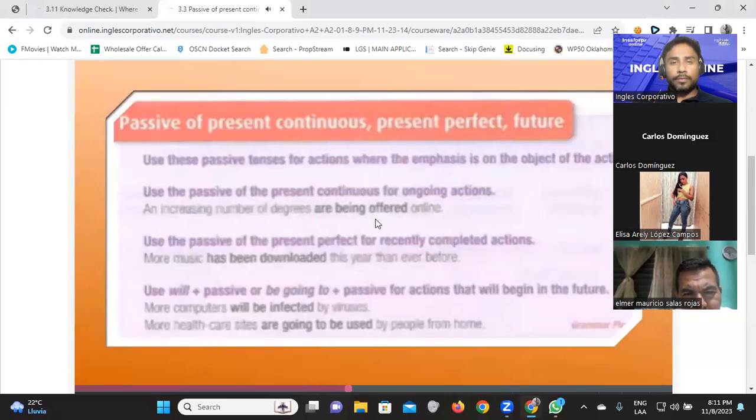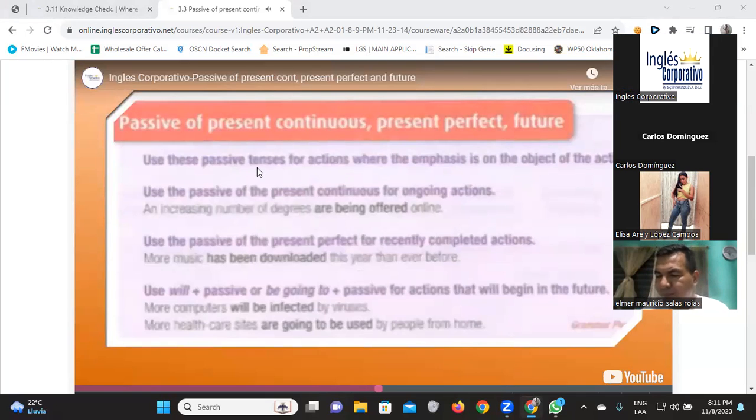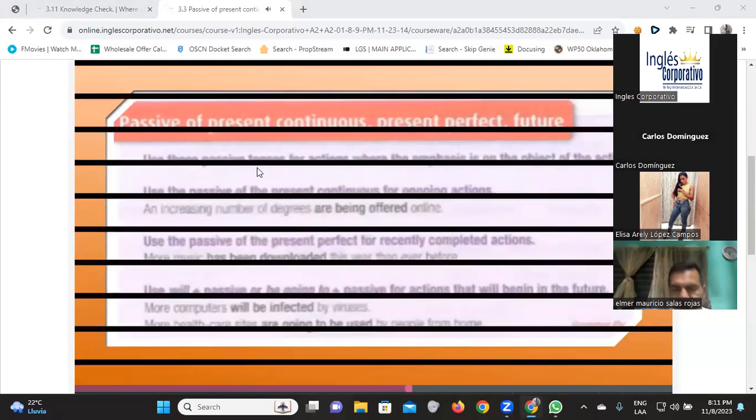Use will plus passive or be going to plus passive for actions that will begin in the future. More computers will be affected by viruses. More healthcare sites are going to be used by people from home.